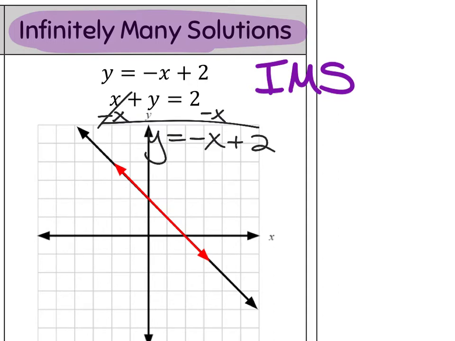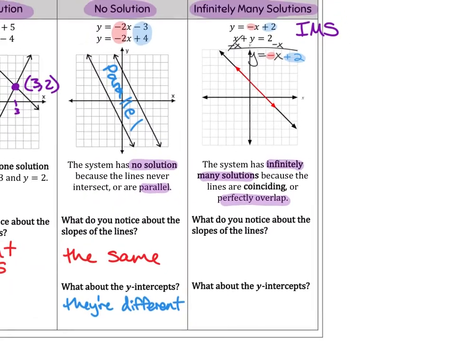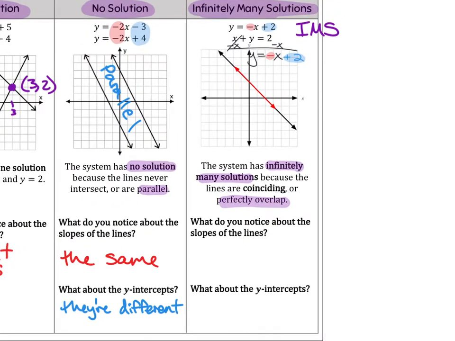Is y by itself? Okay. Now, if that's the case, what do we know about the slopes here? They're negative 1. So the slopes are the same. And what about the y-intercepts? They're the same. Like, literally, it's the same line, just written in two different ways. So what we notice about infinitely many solutions is that the slopes are the same, and the y-intercepts are also the same, because again, literally, it's the same line.